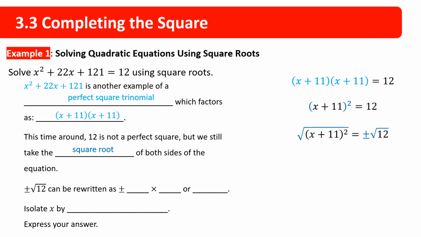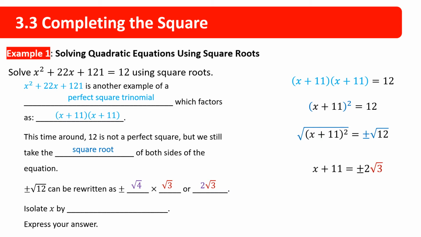Now 12 is not a perfect square, but we check to see, is there a greatest perfect square in there? What are some factors of 12? And if you recognize that it could be written as the square root of 4 times the square root of 3, then that could be simplified to 2 radical 3.